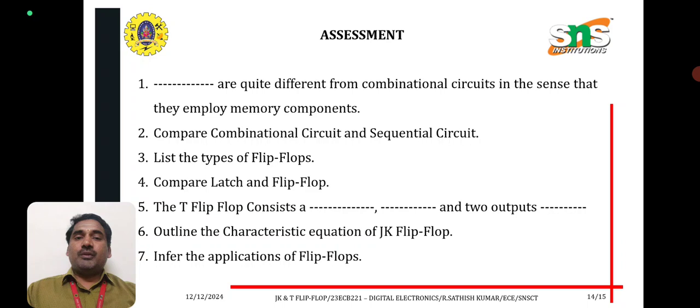List the types of flip-flops. It consists of four flip-flops: SR, set reset flip-flop, JK flip-flop, D flip-flop, delay flip-flop, and T flip-flop, toggle flip-flop. Compare latch and flip-flop. A flip-flop is an edge triggering device. Latch is a level triggering device. Flip-flops are built from latches. Latches are built from gates. The T flip-flop consists of a single input, clock input, and two outputs Q and Q bar. Q bar is nothing but the complement of Q.